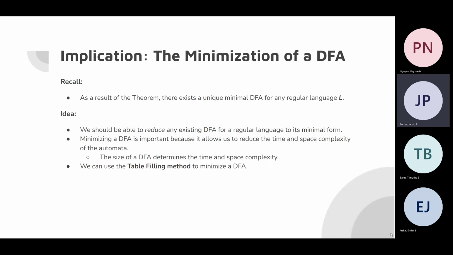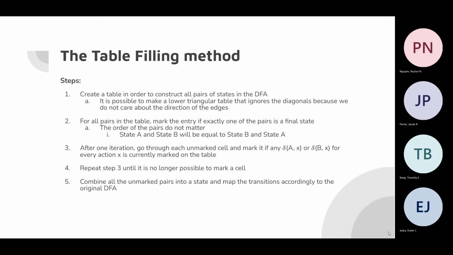And then, this implies that we can find a minimization of a DFA. So, as a result, there exists a minimal DFA for any regular language L, and the idea is that we should be able to reduce any existing DFA for a regular language to its minimal form. Minimizing a DFA is important because it allows us to reduce both the time complexity and the space complexity of automata. And we do this through a table filling method. Here are the steps for our table filling method, but we will use these in our upcoming examples.